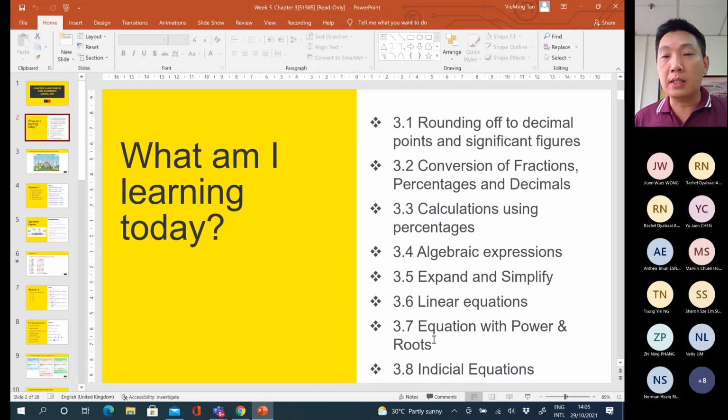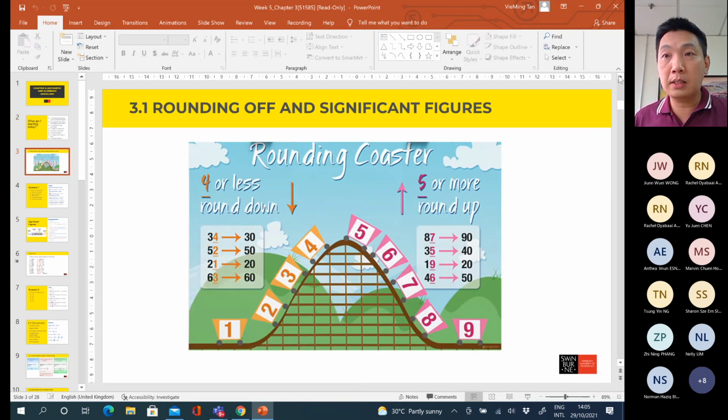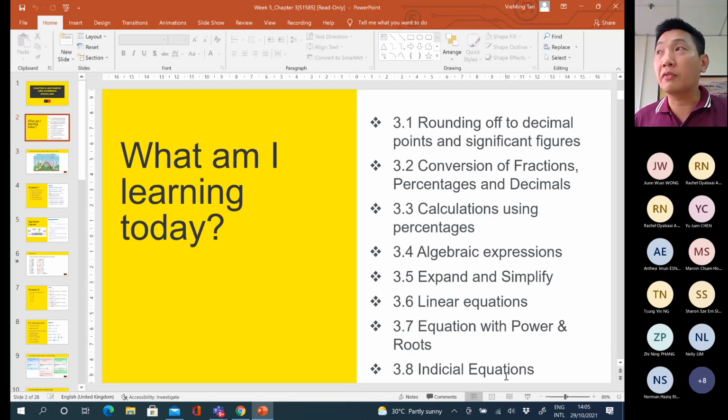Next, we are going to study what happens if the power is 2, or a square root, or power 1/3, and how to solve this type of equation. And lastly, indices equations are involved. Sometimes the unknown variable is a power number. So how are we going to solve this type of question? Let's proceed to the first part.